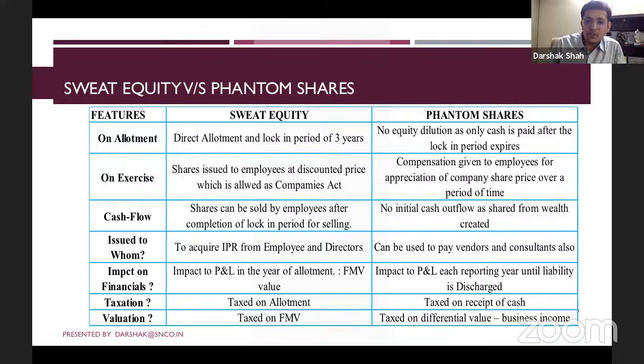Impact on financials, yes, P&L impact. As far as sweat is concerned, it is basically at an FMV value in the year of allotment, because that's the time where the company is obliged to book the liability, and therefore that is the time when it is going to hit the P&L as an employee compensation. When it comes to phantom, it is when the liability is getting discharged, right?